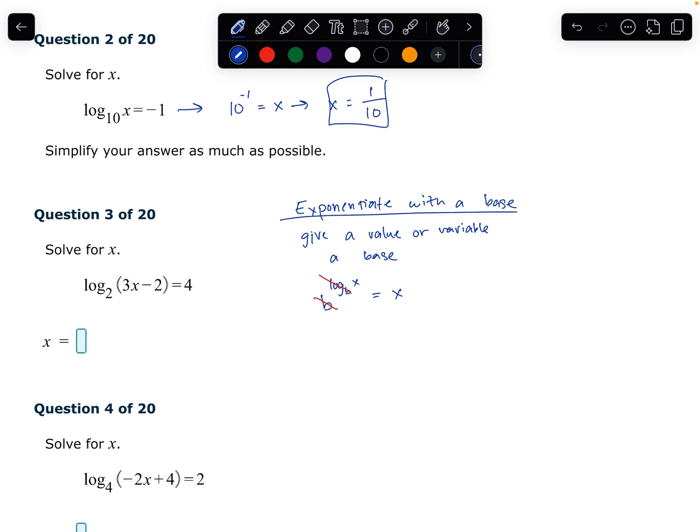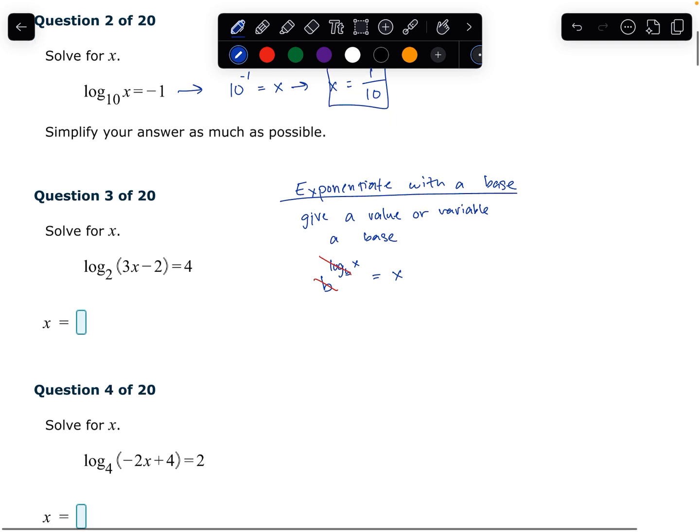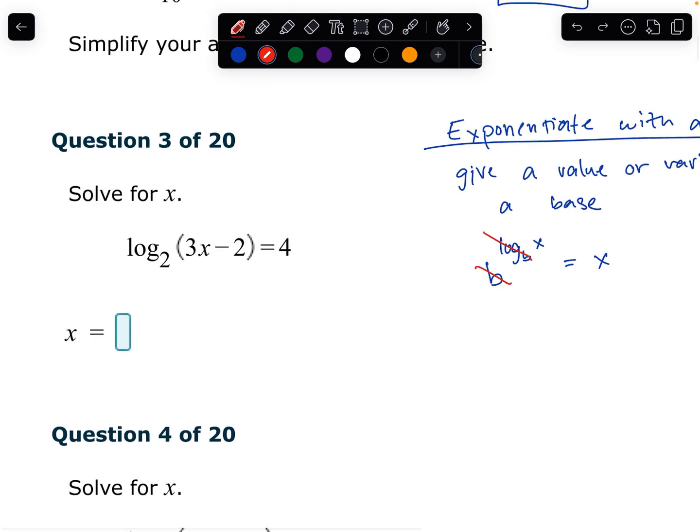Okay, and you can also, well, maybe we'll go over that in just a little bit, but yeah, this is what it means to exponentiate. So to give something a base. Now, looking right here with a log base 2 of 3x minus 2, our objective is to solve for x. We're trying to get x by itself, but this x is located within this logarithm. How do I get rid of this logarithm?